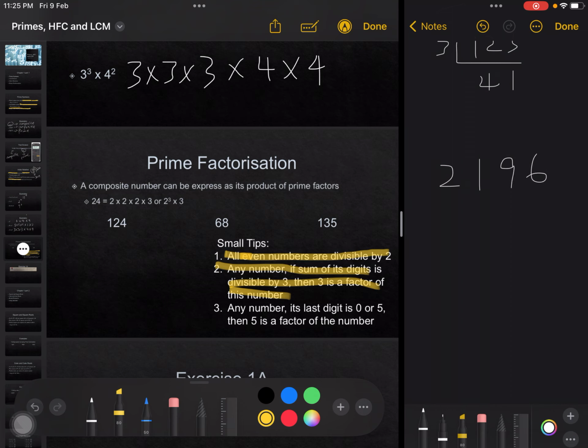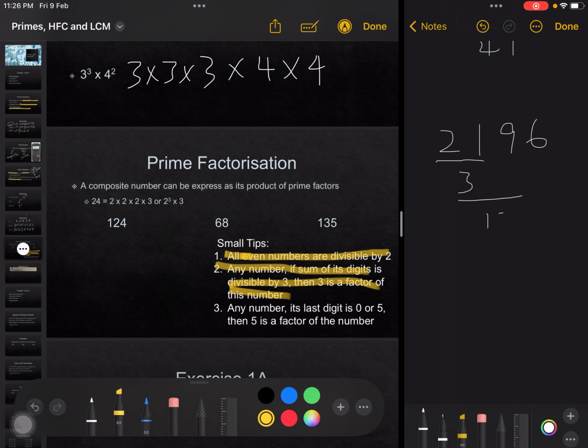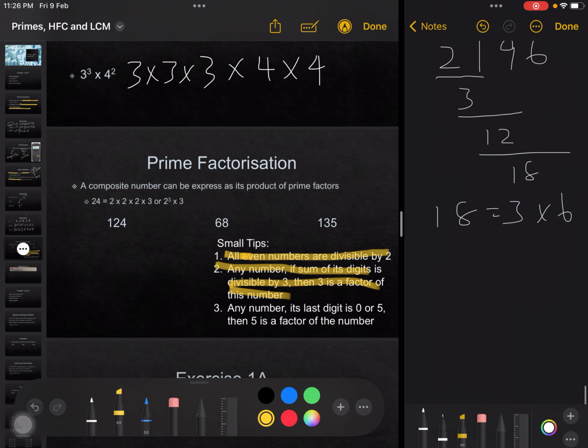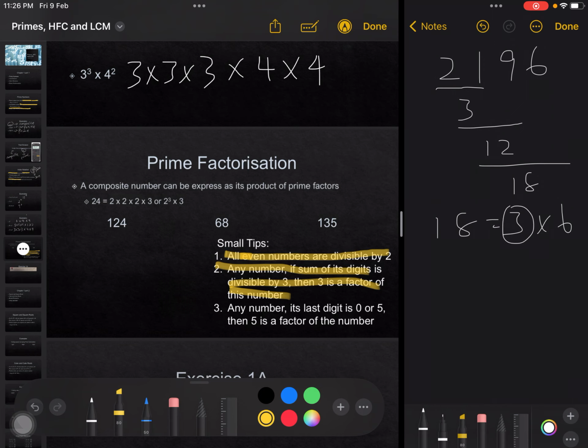2196. Okay, how do we know whether this number, 2196, is a multiple of 3 or not? Very simple. So we just add them up. 2 plus 1, 3. 3 plus 9, 12. 12 plus 6, 18. Okay, so 18 equals 3 times 6. So since 3 is a factor of the sum of its digits, therefore 3 is a factor of 2196.